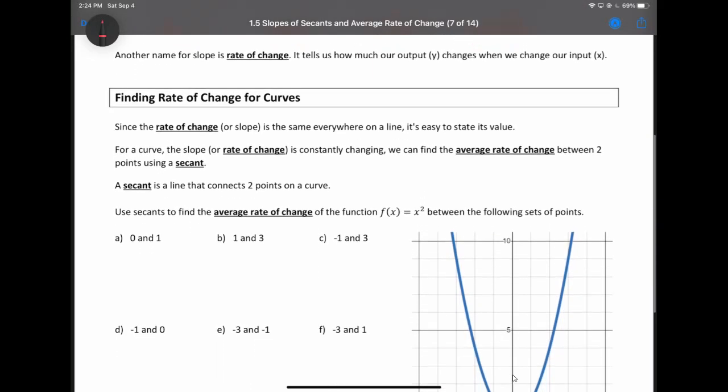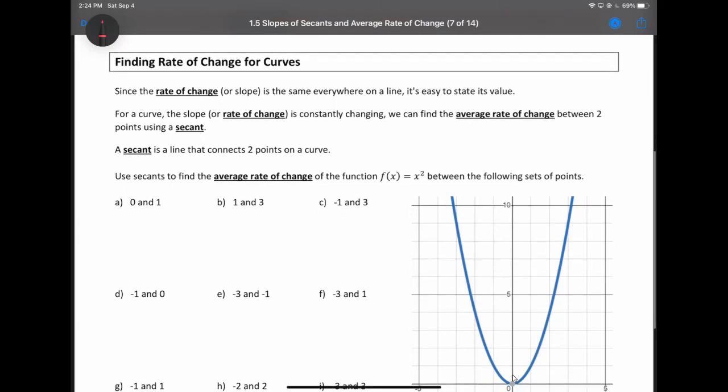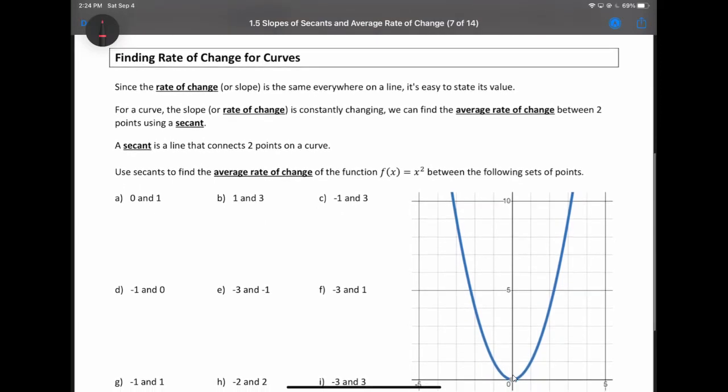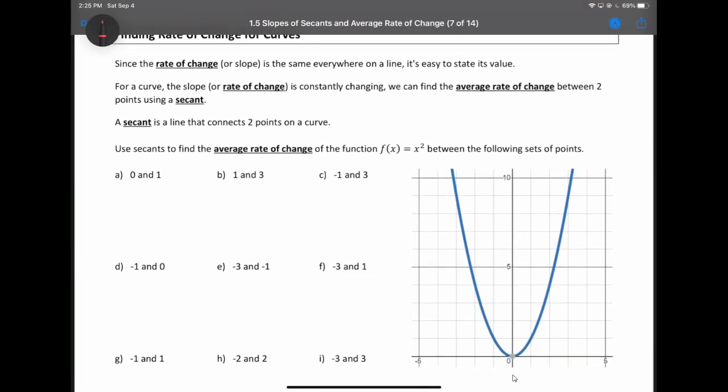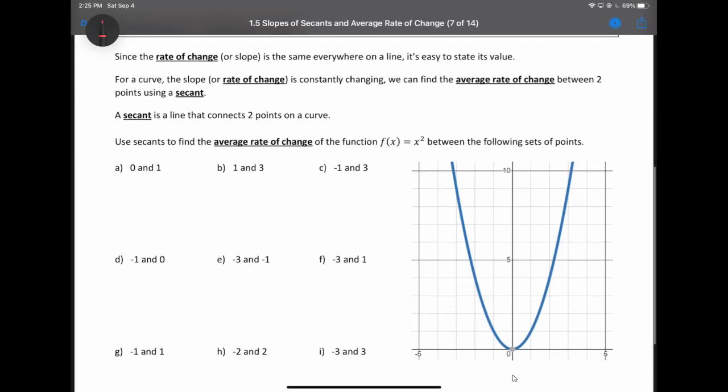Define the rate of change for a curve, or the slope of a curve. Now, when I say slope of a curve, most people are a little confused. They're like, well, it's not a line. How do you find a slope? And the answer to that is we find a secant, or a straight line segment that connects 2 points. If we connect 2 points, we can find the average rate of change between 2 points. We cannot find the average rate of change at a point. That doesn't really make sense.